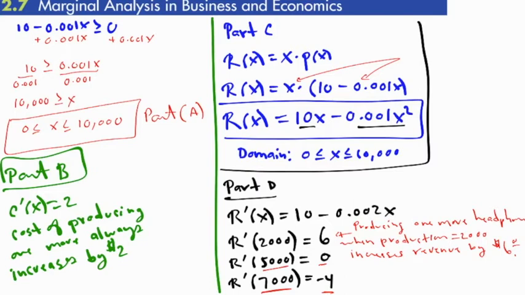So why would revenue decrease by $4 by producing one more? Well, maybe you're paying someone overtime, and that overtime increases the cost of producing the headphone more than you're able to sell it for. So you end up with a loss at that point, and that means that the business model needs to be reviewed and modified so that doesn't happen.